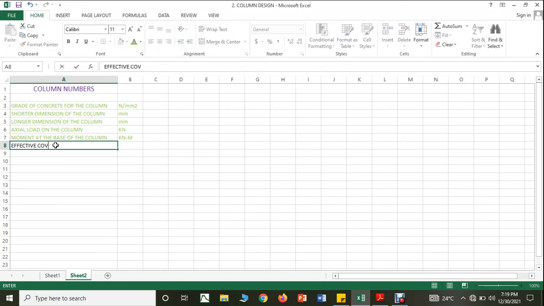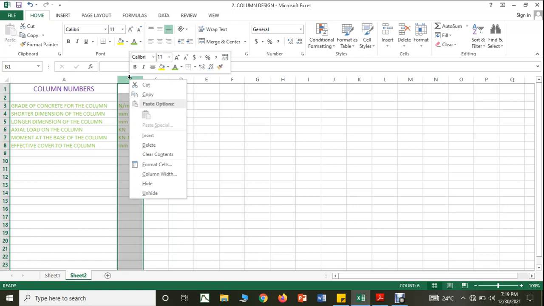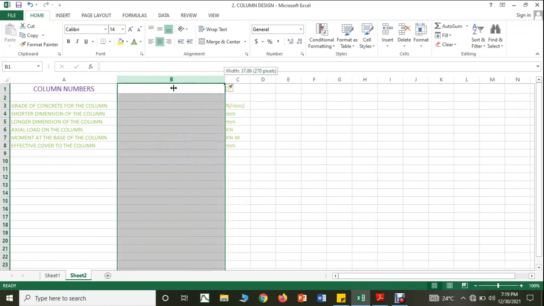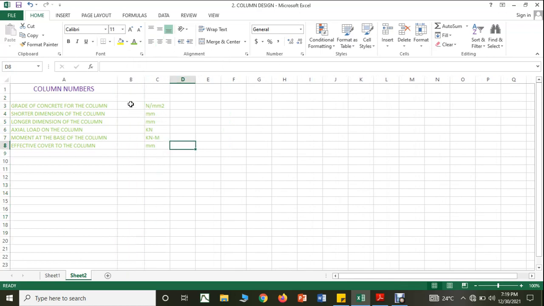Effective cover to the column, which will be in mm. If you want, we can give the symbols. I can write FCK for the grade of concrete. Then shorter dimension I can write as B, longer dimension as capital D. Then axial load as PU, then moment as MU, then effective cover as small d dash.